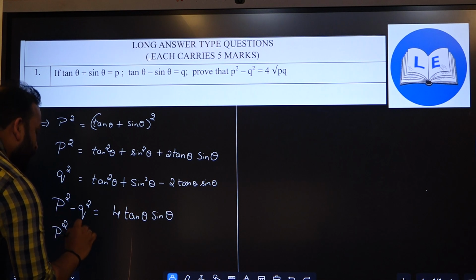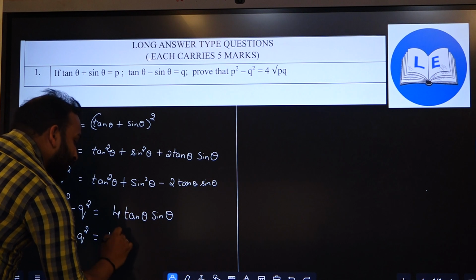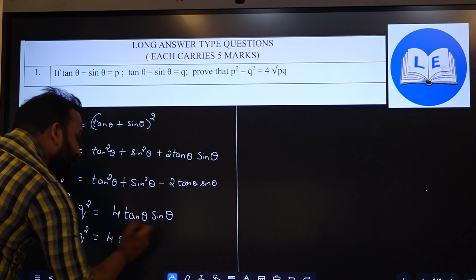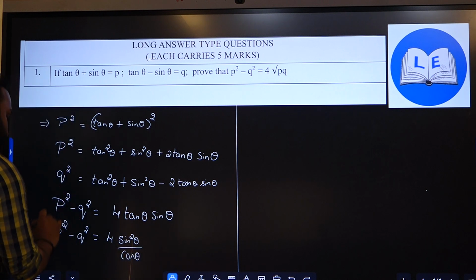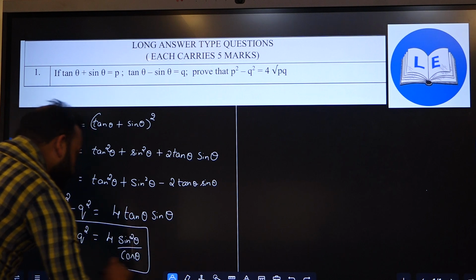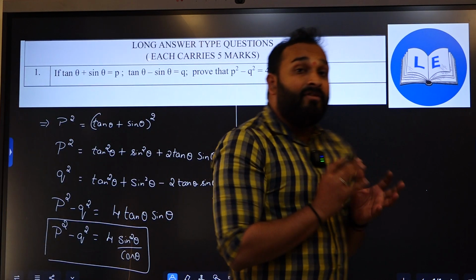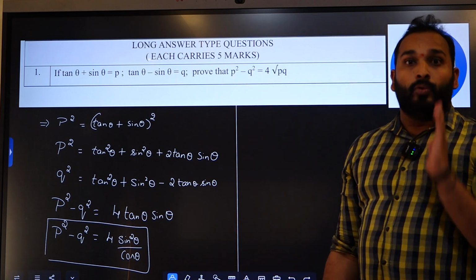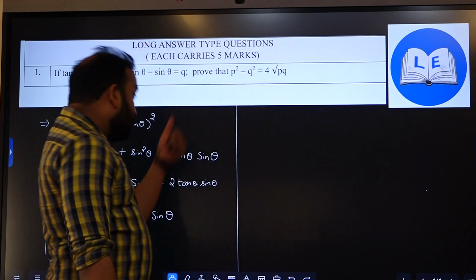How can you write this, children? You can also write this as, you know, tan theta is sin theta by cos theta. So sin theta into sin theta becomes sin square theta, and in the denominator I can write cos theta. So p square minus q square is 4 sin square theta by cos theta. But they have asked us to write p square minus q square in terms of pq. That is, they are asking us to show 4 times root pq is equal to p square minus q square.